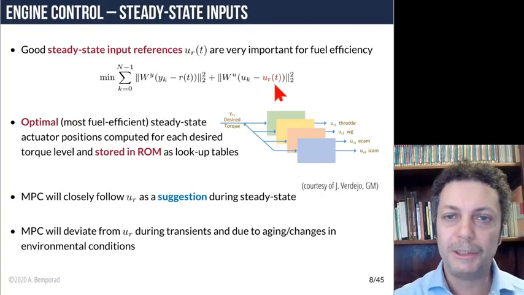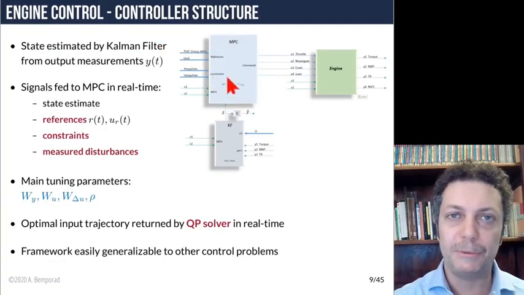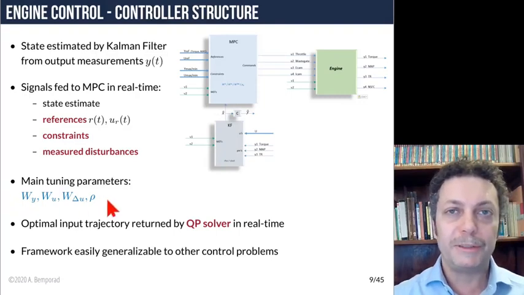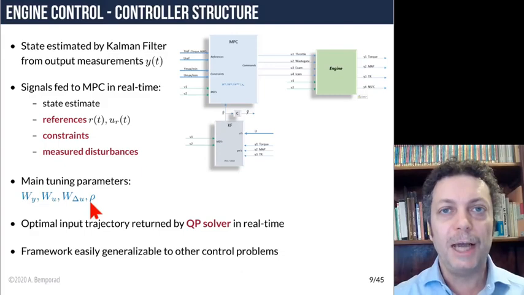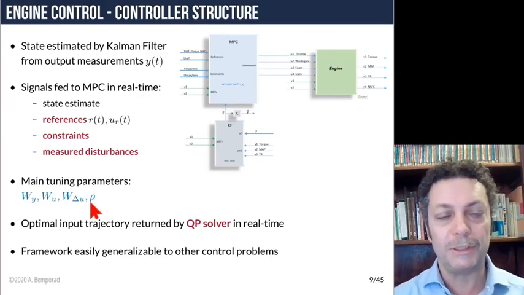The controller structure is a set of linear MPC controllers and the corresponding Kalman filters. The main tuning parameters of the controller are the weight on the output tracking error and the weights on the inputs and their variations, and also how much you penalize the violation of output constraints. Output constraints are treated as soft constraints in order to make sure that the quadratic programming problem that you need to solve at each time step is always feasible.